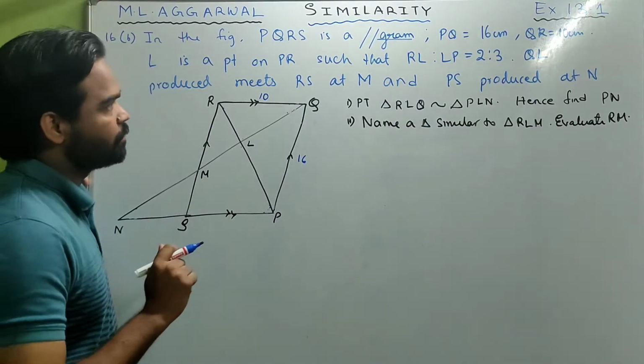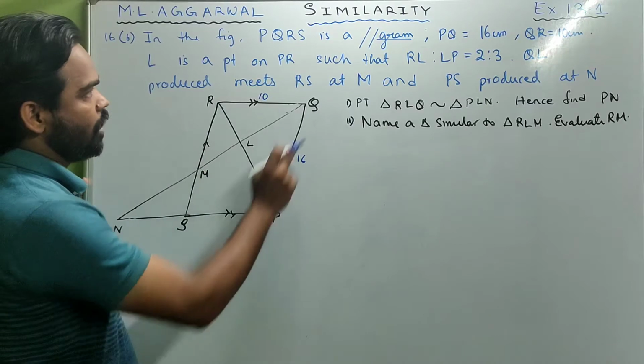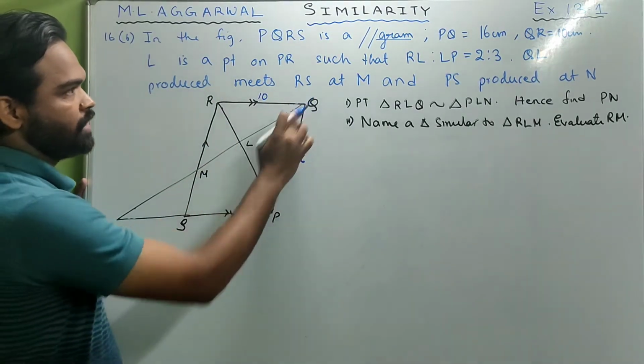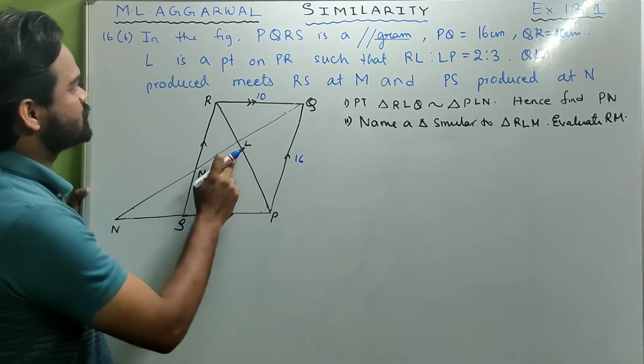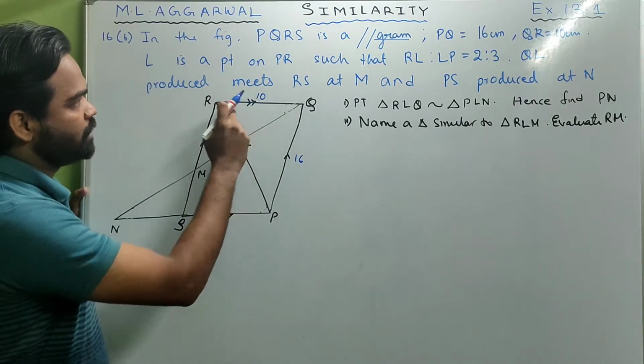Now look at 16 part B. In the figure, PQRS is a parallelogram. PQ is 16, QR is 10. L is a point on PR.